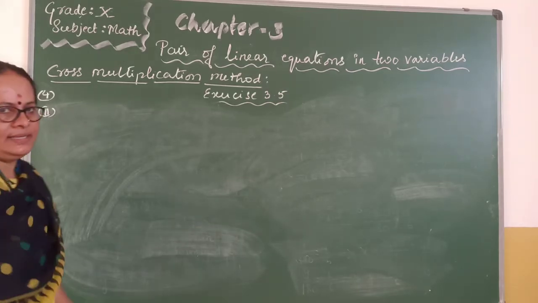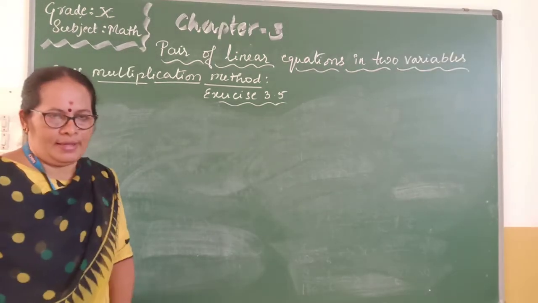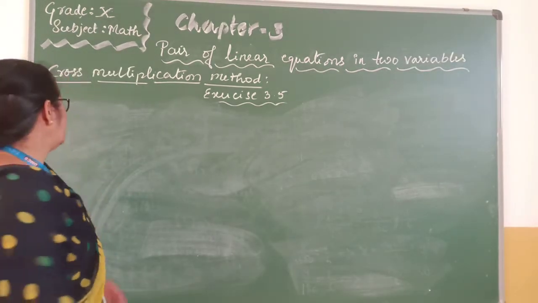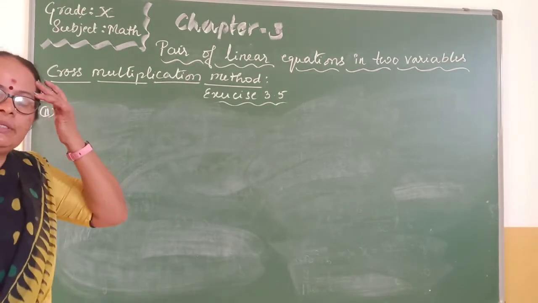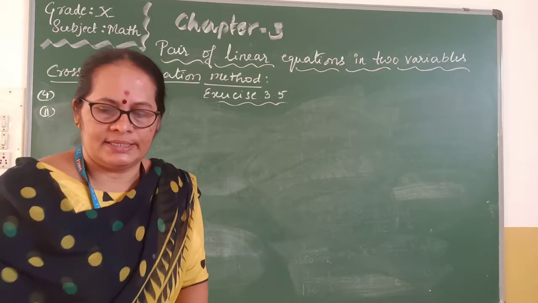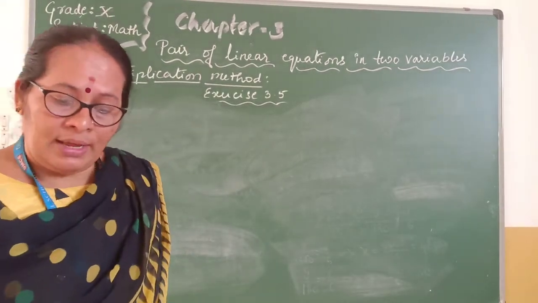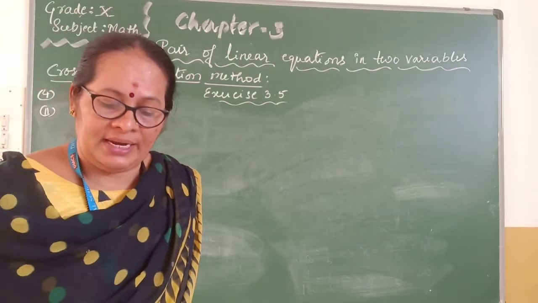Let me continue exercise 3.5. In this exercise 3.5, the first sum is the fourth main sum we discussed in the previous video. Now the second sum. A fraction becomes 1 by 3 when 1 is subtracted from the numerator.